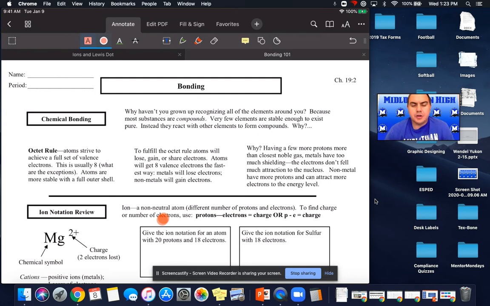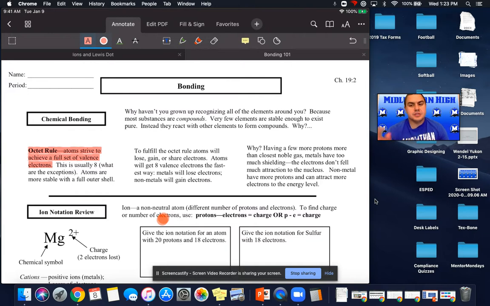Today's lesson just kind of goes over an overview of bonding in general. We won't go into too much detail today, but we at least want to talk about what kind of things go into bonding. The first thing you have to talk about when we go to bonding is the octet rule. For the majority of the elements, they're trying to find a full valence shell, meaning they want to have 8 in their outer shell.